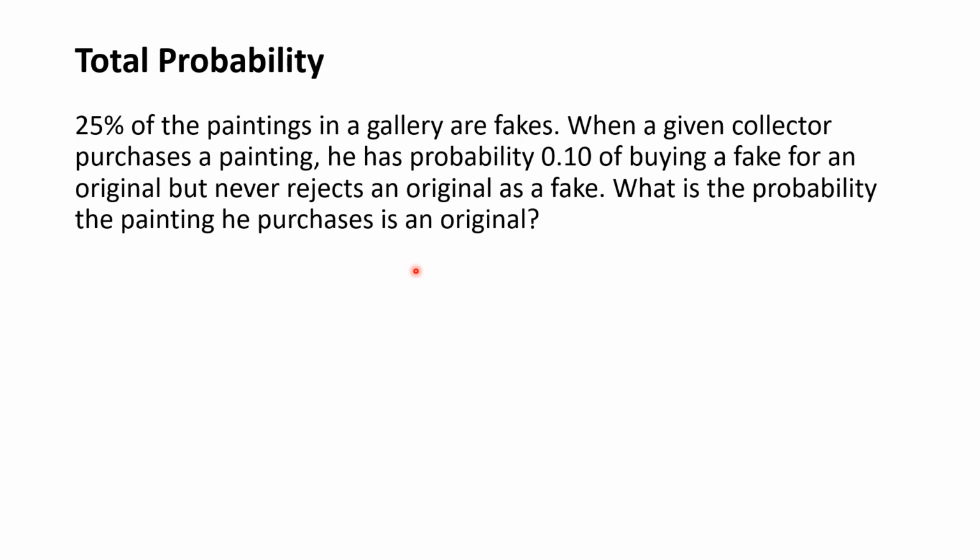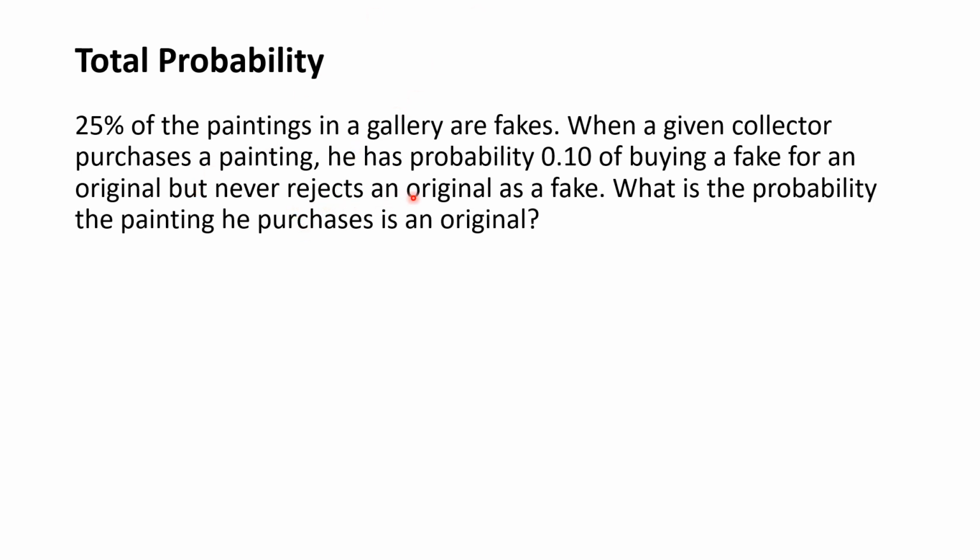So I want to introduce the new concept here, the law of total probability, and we'll do that via an example. We have an art gallery where 25% of the paintings are fakes. When a given collector purchases a painting in general, he has a probability 0.1 of buying a fake for an original. So he's 90% accurate in identifying a fake in a painting that he's interested in.